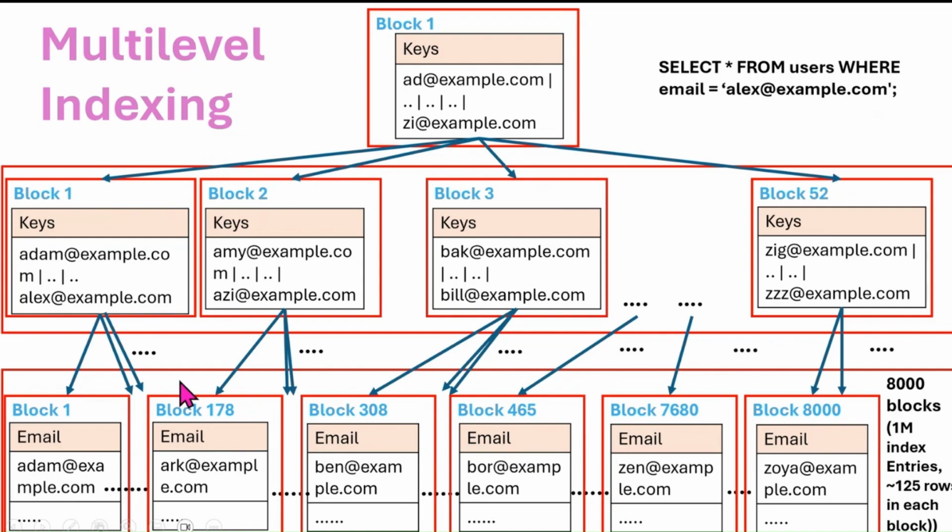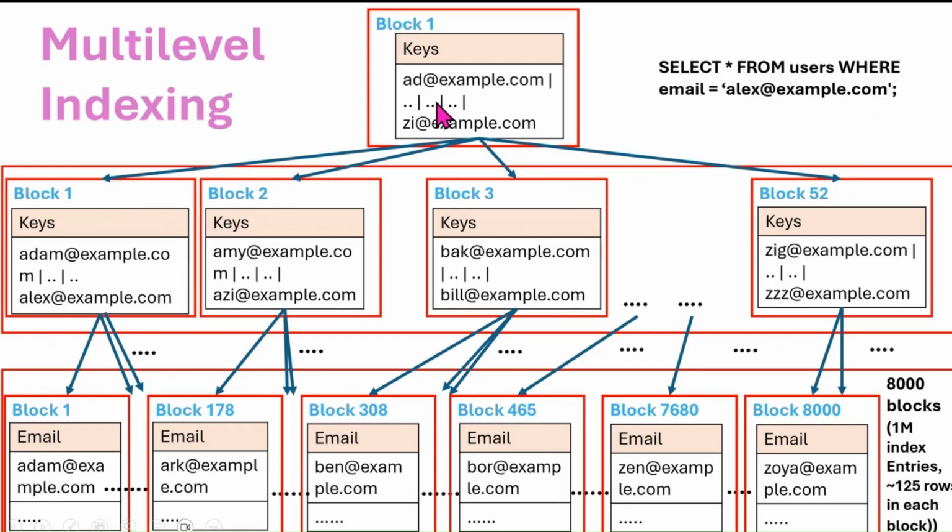Okay? So initially we created the indexing on top of actual data. So this is the index table where there is an index entry for each key, each email. And then we created an index on top of that index because traversing the 8,000 blocks is still very expensive. So we created an index on top of that index so that we can group the blocks and map them to just one single block here. And further, we created one more index here, which is mapping to all these 52 blocks. So this is called a multi-level index.